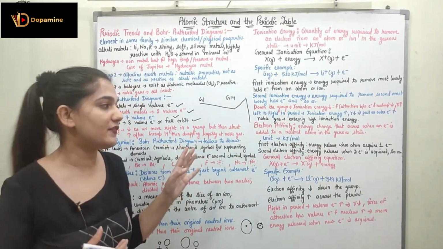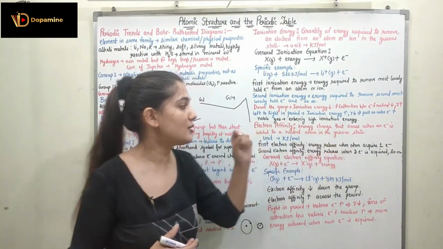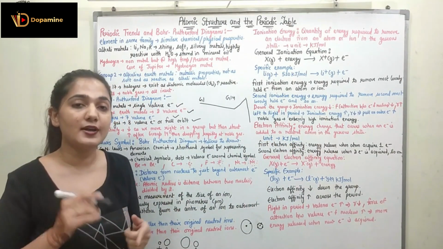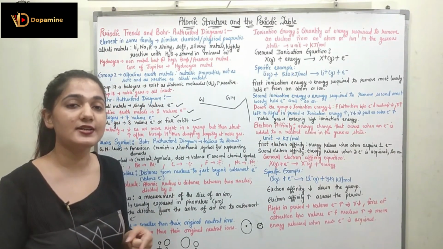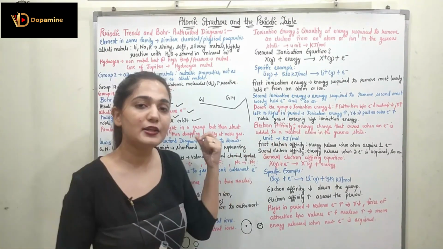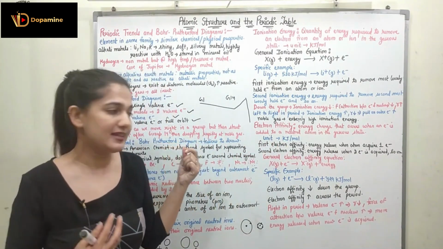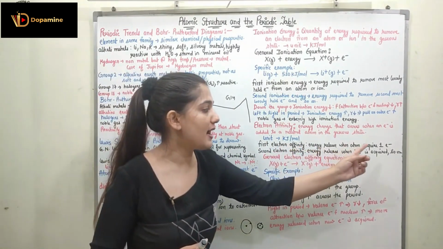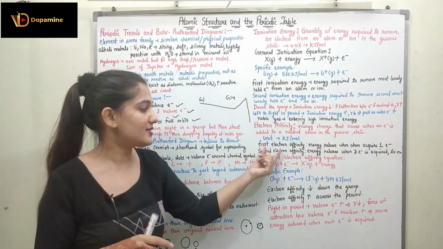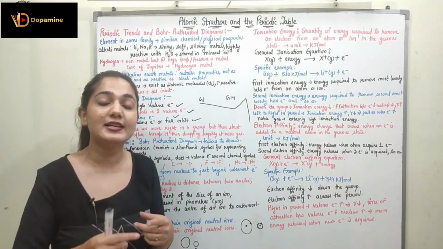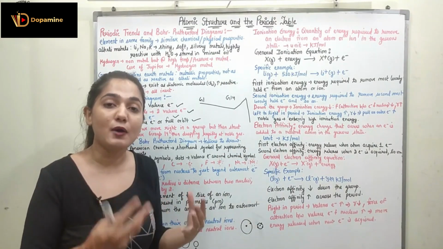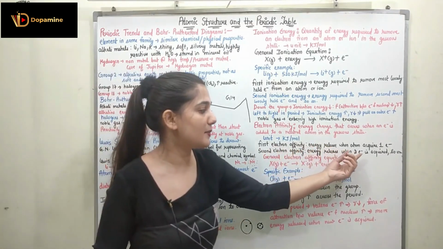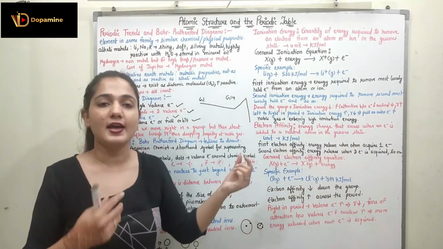Coming to the electron affinity, it is the energy change that occurs when an electron is added to a neutral atom in the gaseous state. So here again I am taking the atom in the gaseous state. Now I am adding the electron. Again the unit is kilojoule per mole because I am dealing with energy. What is the first electron affinity? Energy released when an atom acquires the first electron. Second electron affinity, energy released when the atom acquires the second electron. Third electron affinity, energy released when the atom acquires the third electron, and so on.